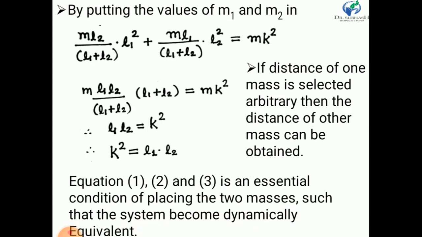So my dear friends, if we put the mass m1 at l1 distance, then by using this equation we can put the mass m2 at l2 distance. So if l1 is known, then we can calculate l2. If the distance of one mass is selected arbitrarily, then the distance of the other mass can be obtained. So we have to select one l1 arbitrarily and we can calculate l2.